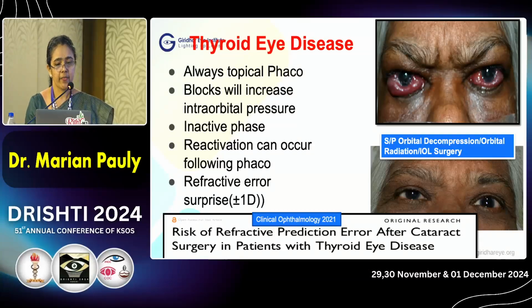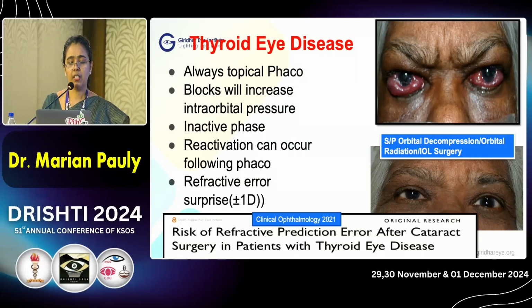Coming to another entity, very common, that is thyroid eye disease. In thyroid eye disease, always, if possible, do topical phaco, because peribulbar block can increase intraorbital pressure and can lead to complications of cataract surgery. And always surgery has to be done in the inactive phase. The thing is, sometimes reactivation can occur following phacoemulsification. And the most important thing is refractive error surprise. Around plus or minus 1 diopter has been reported. The thing is, there is a fluctuation of the orbital volume in thyroid patients. So this is again our patient who came with active disease. Then later she underwent decompression, radiation, followed by IOL surgery.